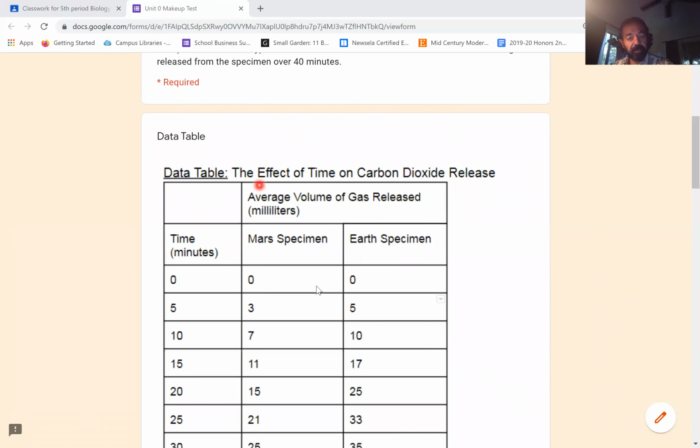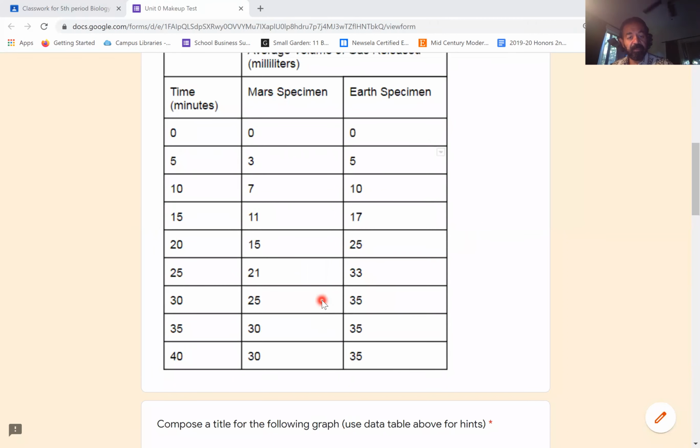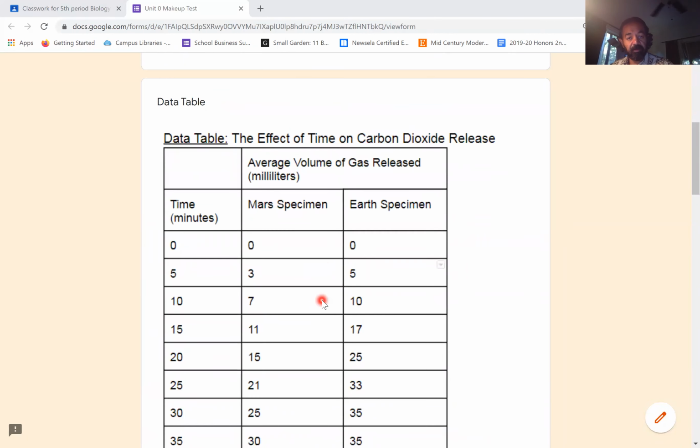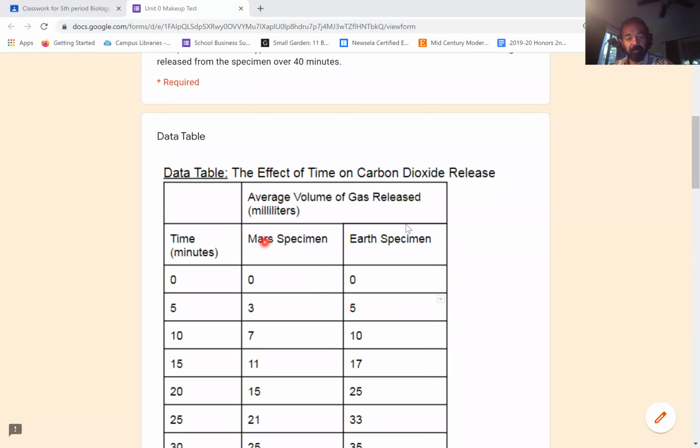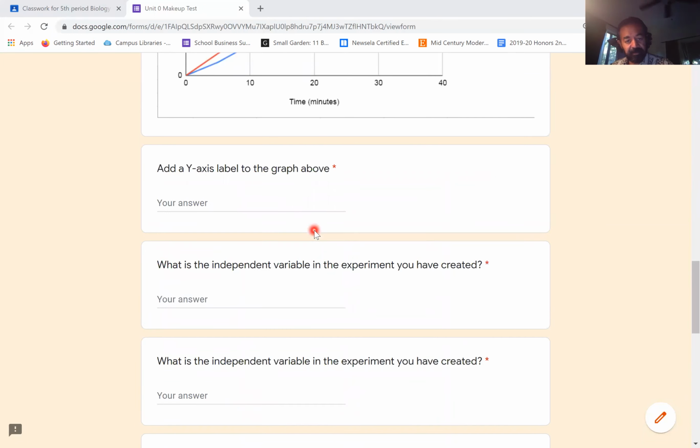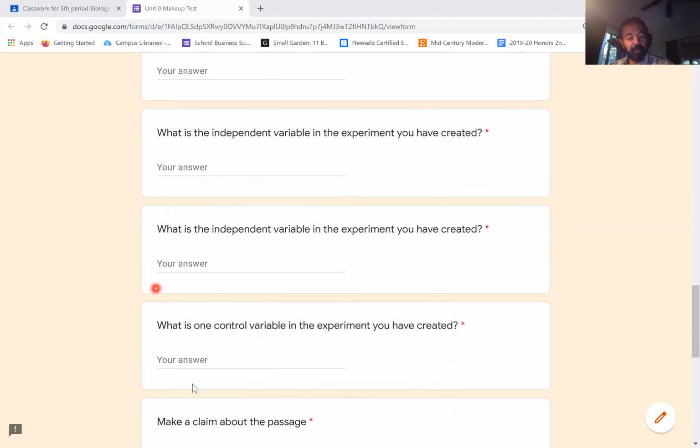Here, look, you made a table for it, right? And you even graphed it. You recorded how much volume of gas is released. That's your dependent variable. Nice and easy, guys, okay? And then what is a control variable? Remember we said control variable doesn't have to be one, it can be many, right?